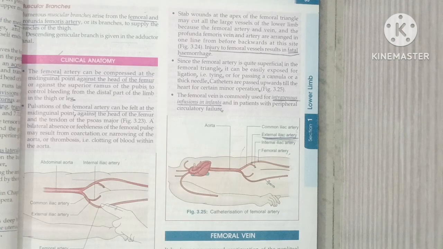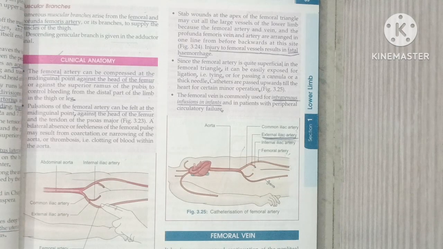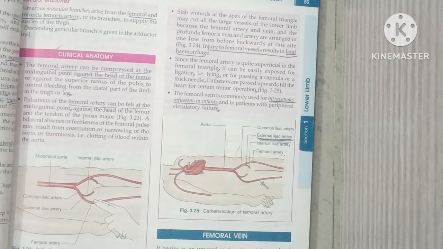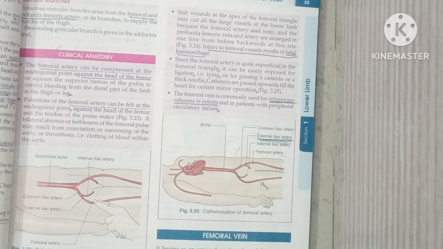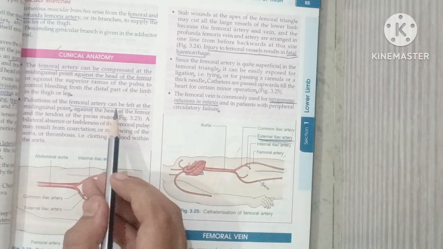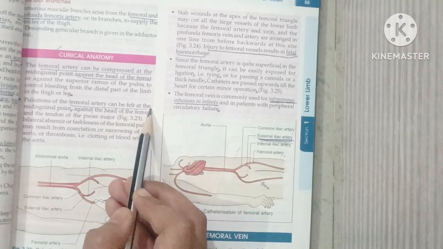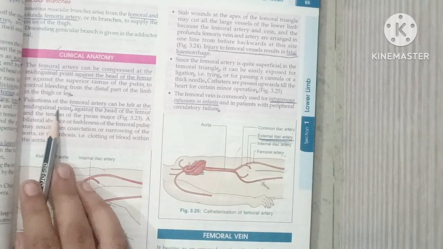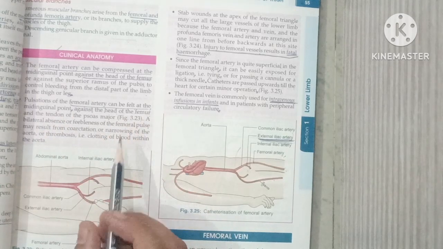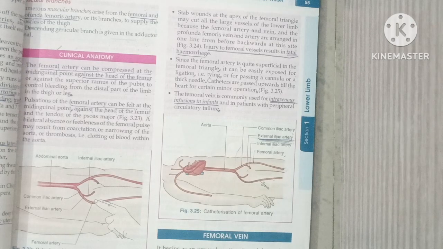Now comes the clinical anatomy of the femoral artery. The femoral artery can be compressed between the mid-inguinal point and the head of the femur bone, and it can stop the blood supply to the leg or thigh muscles. Then the pulsation of the femoral artery is most commonly palpable at the mid-inguinal point against the head of the femur. It is the most palpable pulsation after the carotid artery and the radial artery.